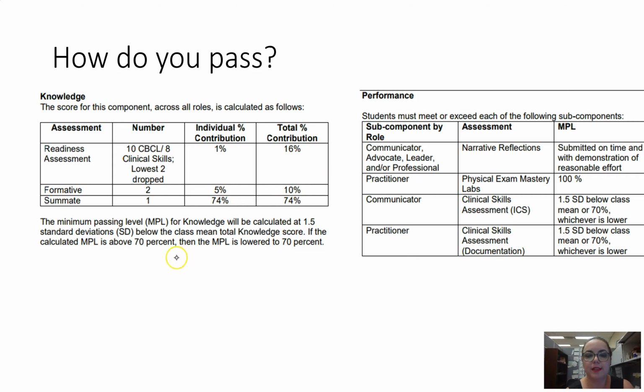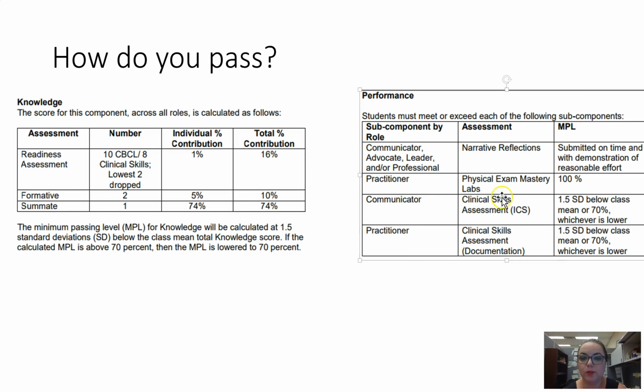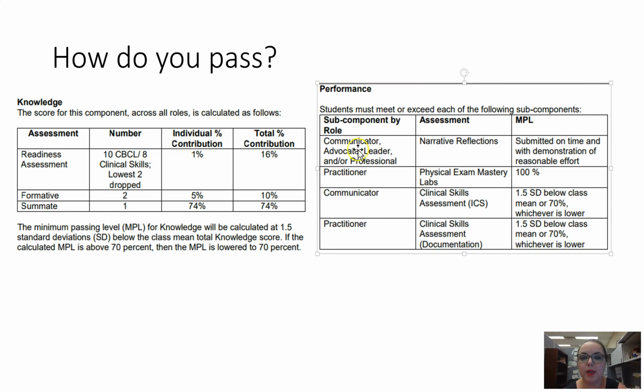You have to get at least a 70% on the knowledge bucket of the course in order to pass. In addition to that, you also have to meet these metrics in the performance bucket of the course. These come largely from our roles curriculum. For communicator, advocate, leader, and professional, there will be a couple of narrative reflections, and these will be submitted only one time, and you just have to show that you put in reasonable effort to this exercise.